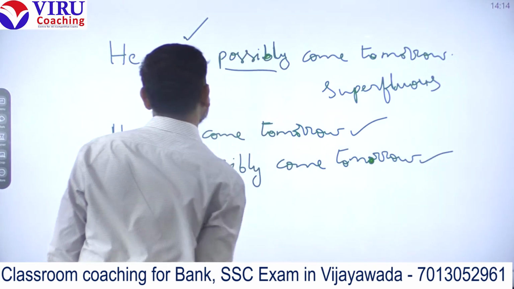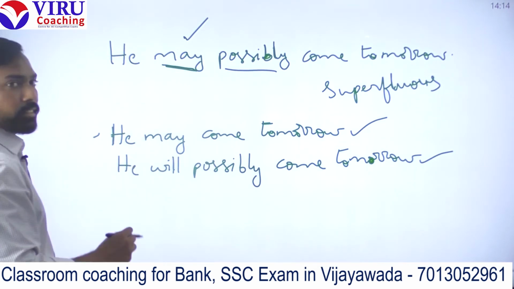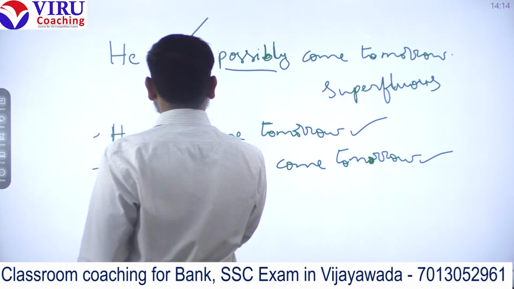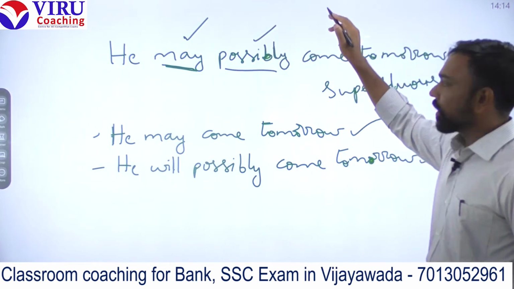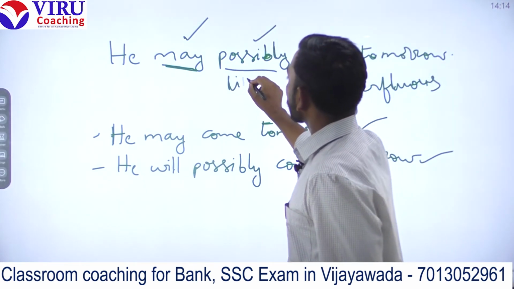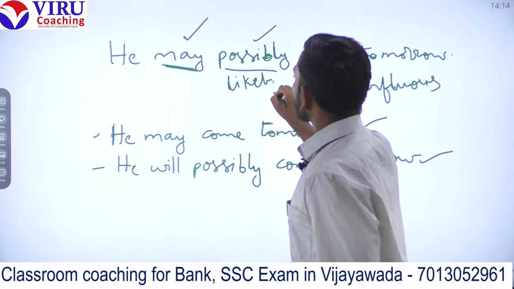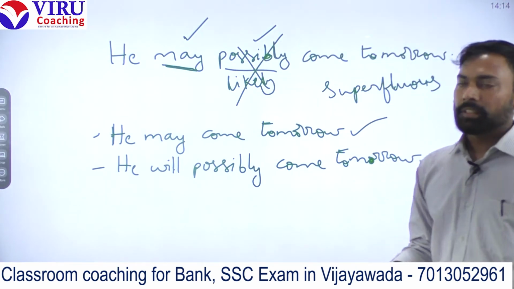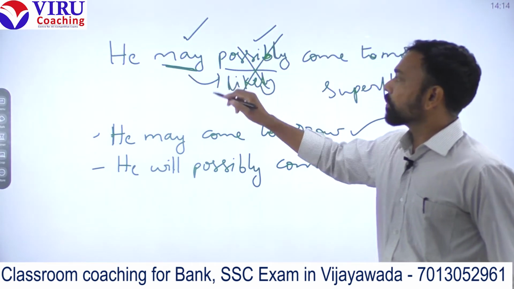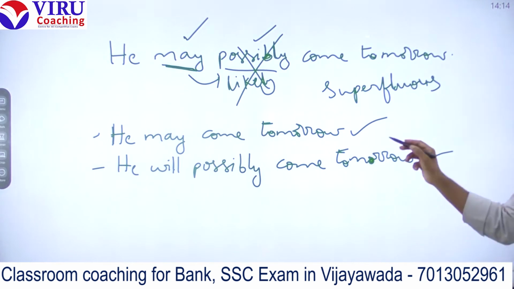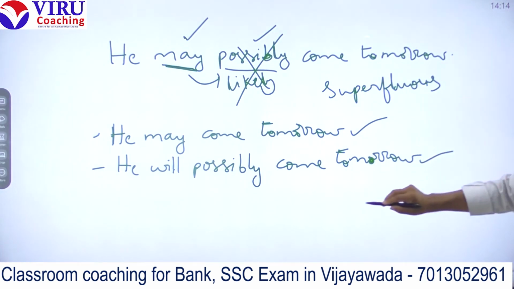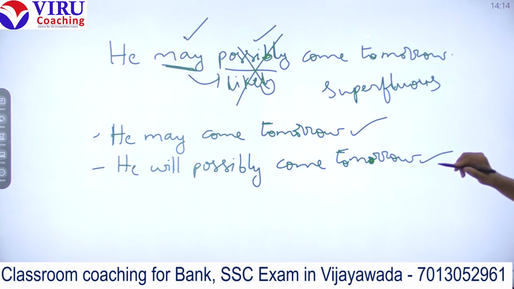So this is correct. So either way, this is correct or this is. But may and possibly, or may and likely, these two won't be coming together. So he may come tomorrow is a right usage. He will possibly come tomorrow is also right usage. This usage is wrong. Please remember that point.